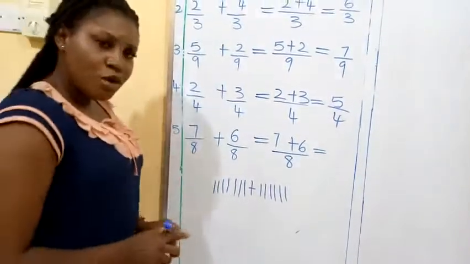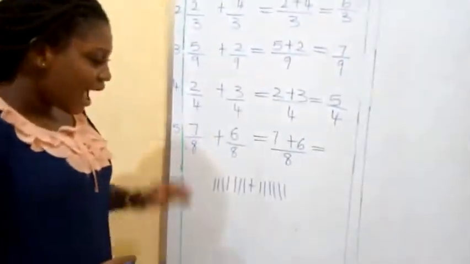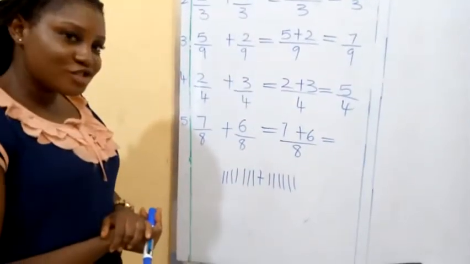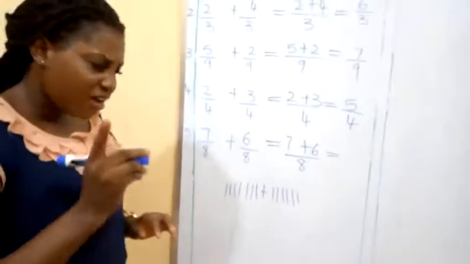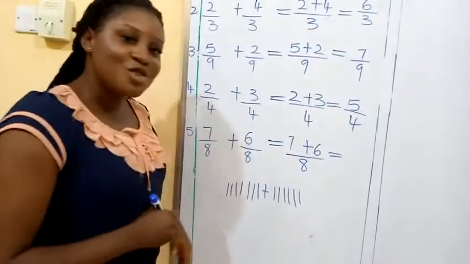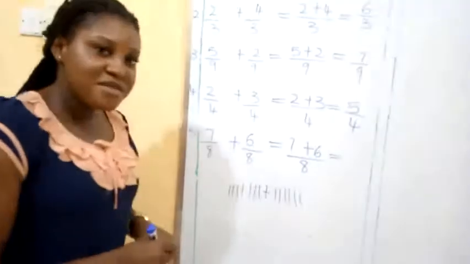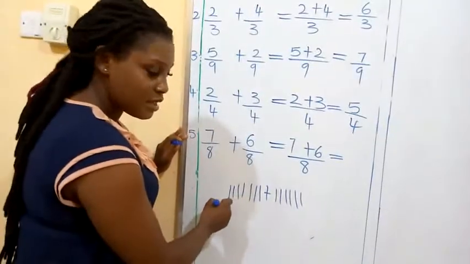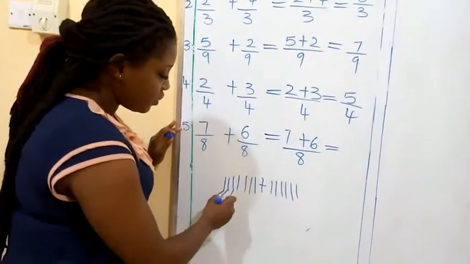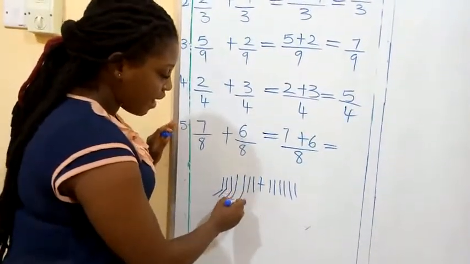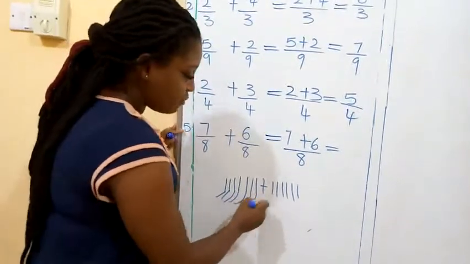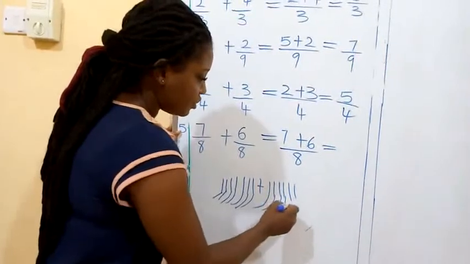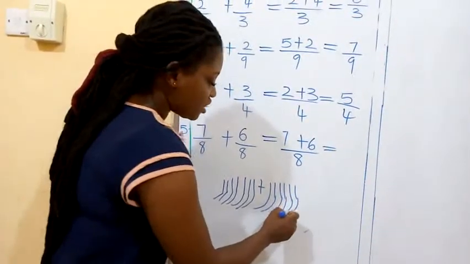Okay, now look at the board closely. How many strokes are on the board? How many strokes? Okay, let's count the strokes together. Are we ready? Count with me. 1, 2, 3, 4, 5, 6, 7, 8, 9, 10, 11, 12, 13.